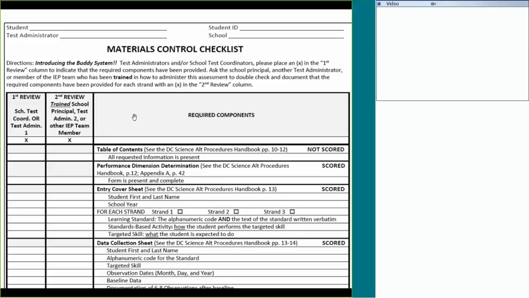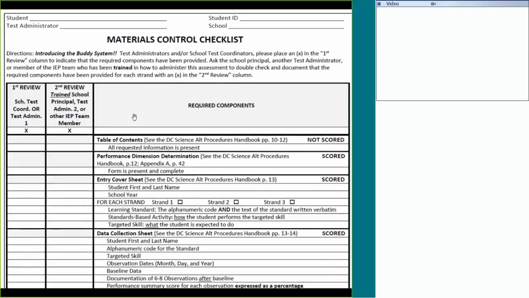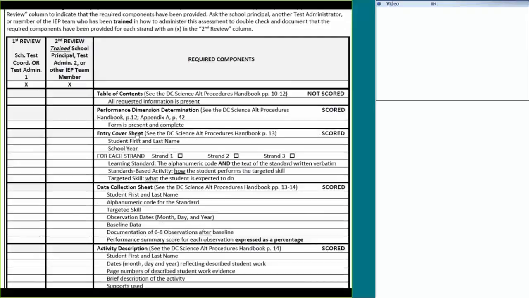in the portfolio. The table of contents needs to be present, but it is not scored. So is all the information present? If so, check. Performance dimension determination. Is it present and complete? Check if it is. If it's not, you need to get it, okay? Because if, in fact, the performance dimension determination form is not present, that creates scoring problems. Your student's performance scores cannot be determined because we don't know which model to use, attainment or progress.